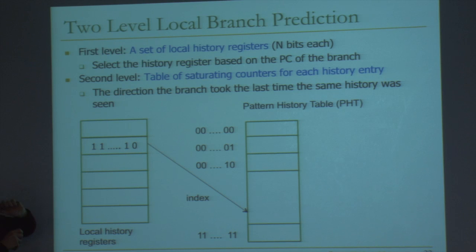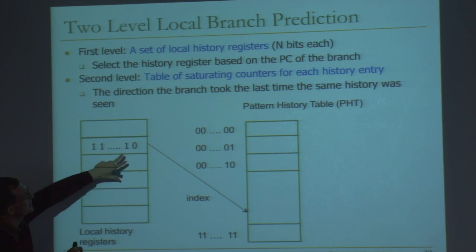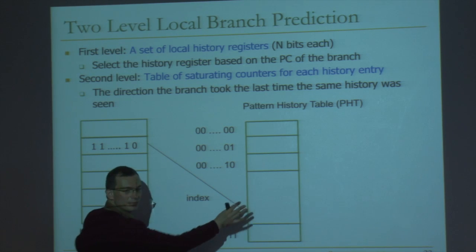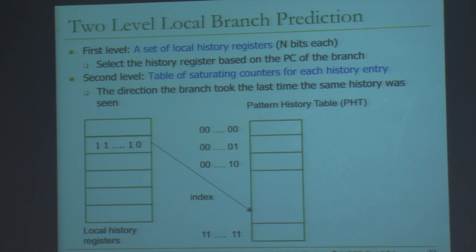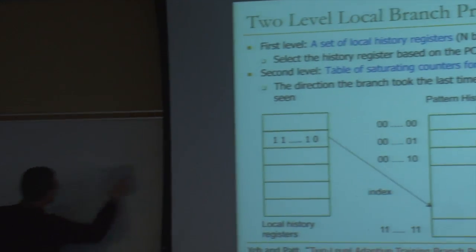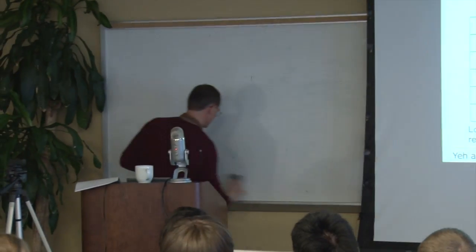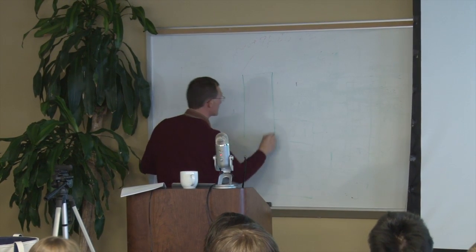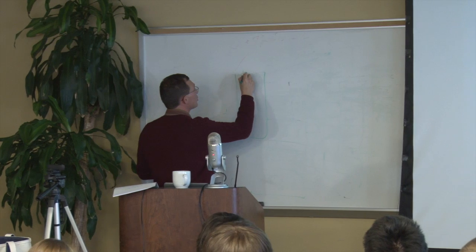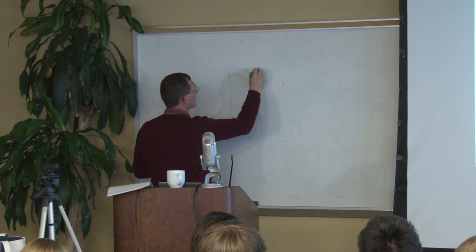Make sense? OK, that's the direction the branch took the last time the same history was seen. So keep this in mind. Maybe I should have written this on the slide. But this shows one branch. What this really looks like for n branches is something like this. I guess I'll draw it over here. Because you need to distinguish different histories for each branch, right? This is the local history register table.